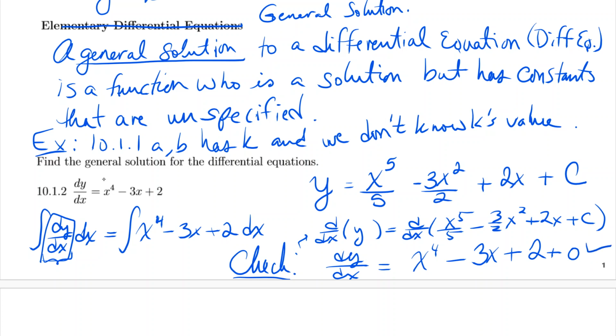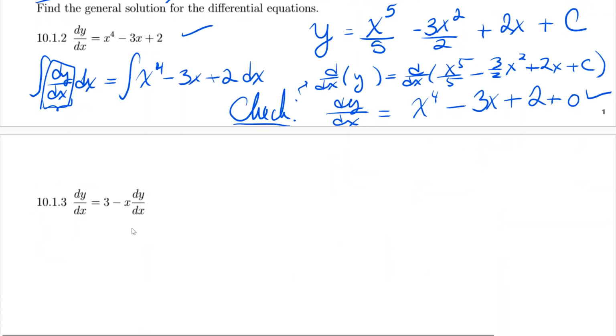Oh, look, it ends up being the original. Yay, it works. So integration, how does it relate to differential equations? It appears that if you integrate correctly, you can solve differential equations by integration. Now, looking at this next one, you might think, oh God, there's too many dy dx's. How is she going to do this? Well, let me show you.